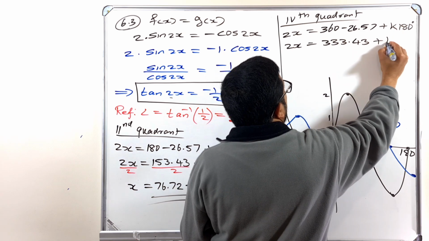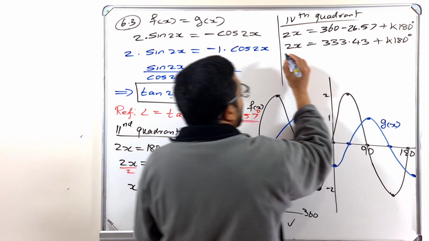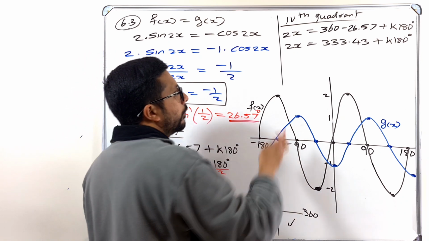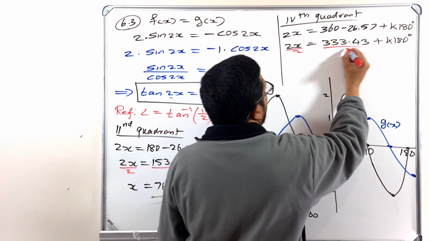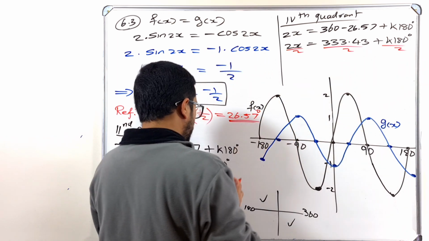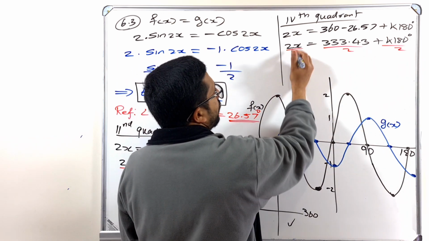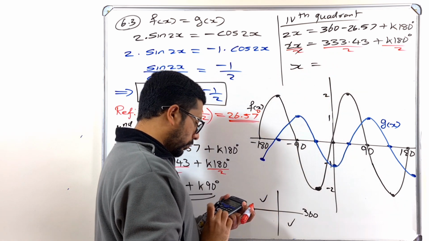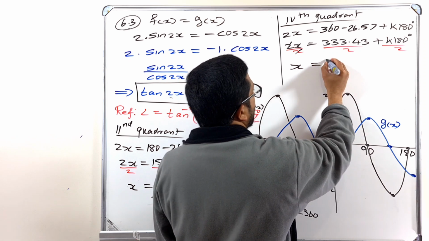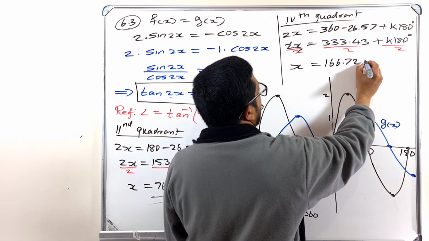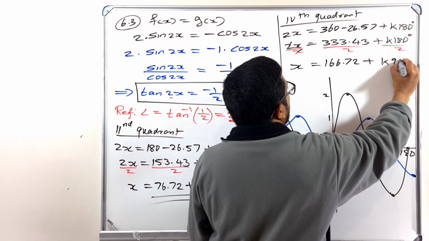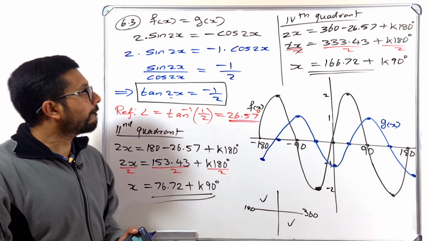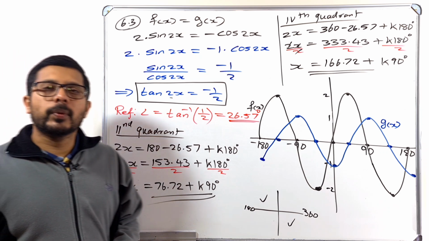333.43 plus k 180. So if you want to find x, that one is 2x, so to find x you have to divide throughout by 2. So what is the answer now? x is equal to, this 2 cancels, so x is equal to 166.72 plus k 90 degrees. So this is the second general solution. Okay, so that is question number 6.3.